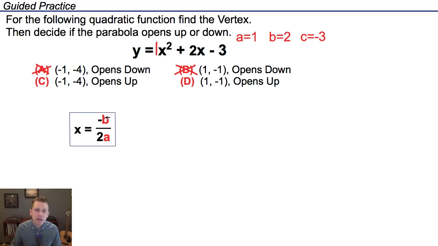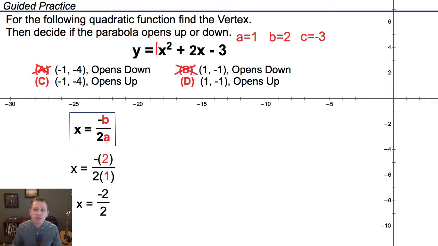Simply plug in B, which is 2, and A, which is 1. Plugging in and simplifying, I get an axis of symmetry that is x equals -1. That is a vertical line that would cut this parabola in half.